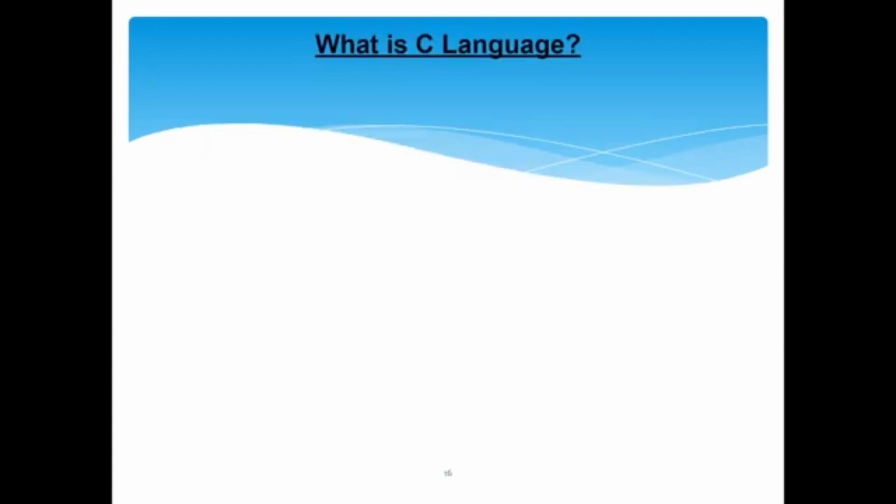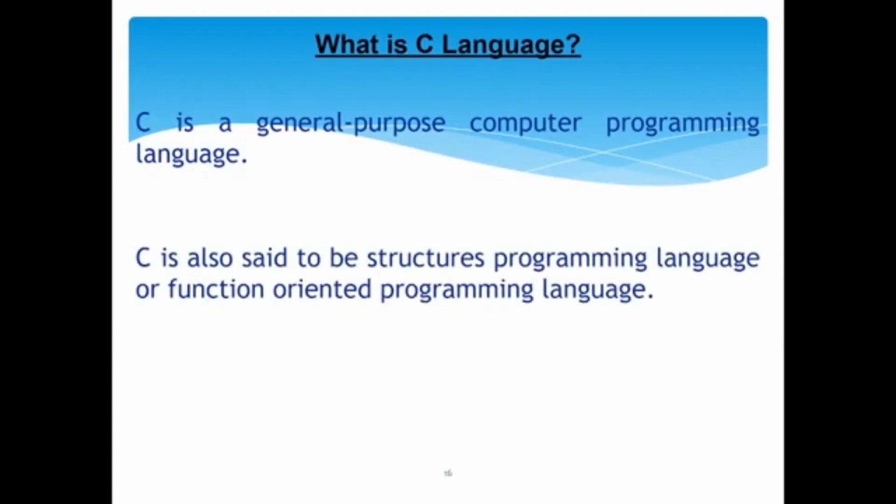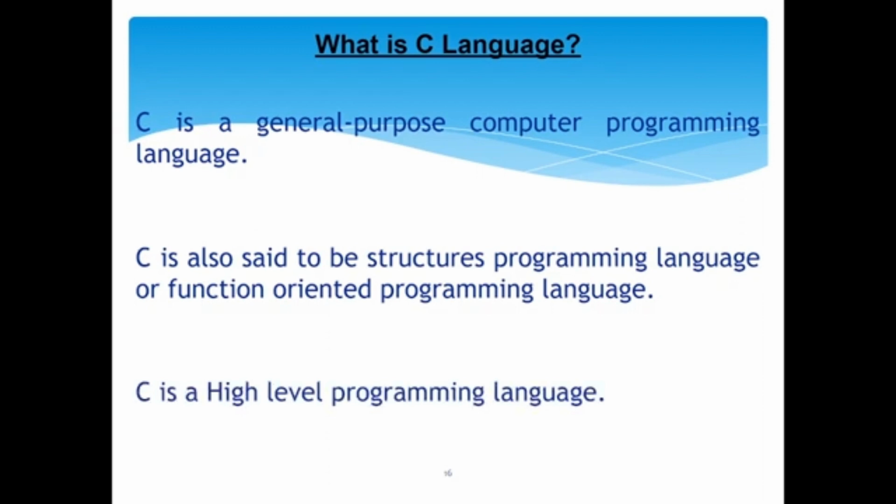What is C language? C is a general purpose computer programming language, and it is also said to be a structured programming language or a function oriented language. And finally, C is a high level programming language.